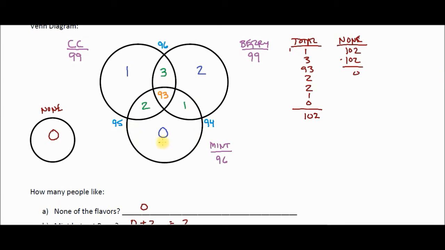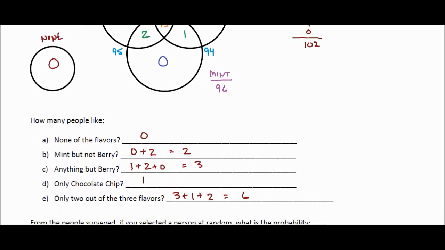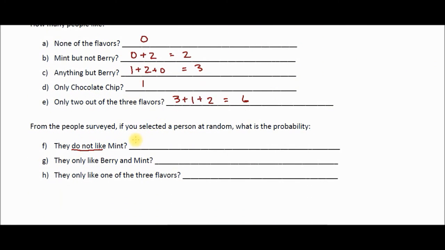All these people like mint. These people don't like mint. These people don't like mint. These people don't like mint. And of course, these people don't like mint either, but there's none there. So 1, 3, and 2. So 1 plus 3 plus 2, that means 6 people do not like mint. So our probability is 6 over 102. That's going to be 0.059, which is 5.9%.